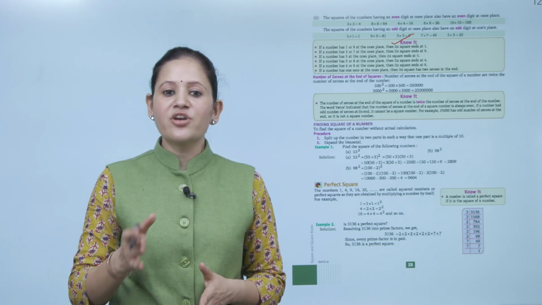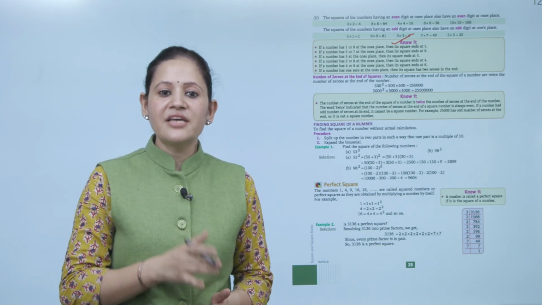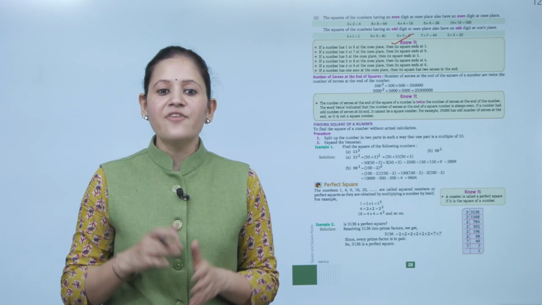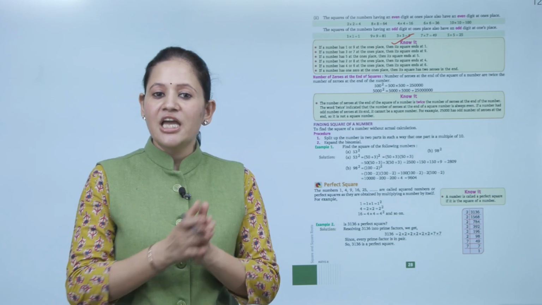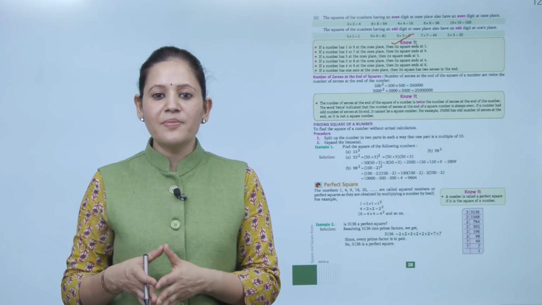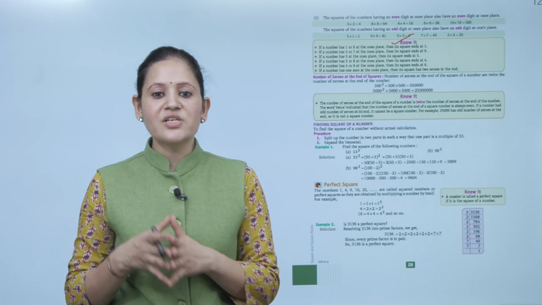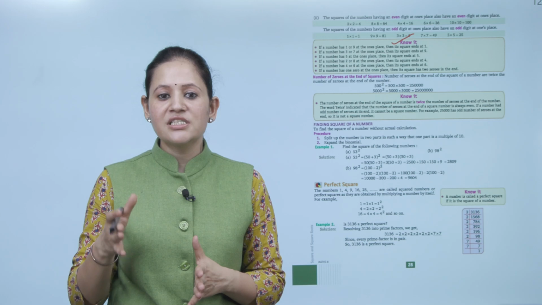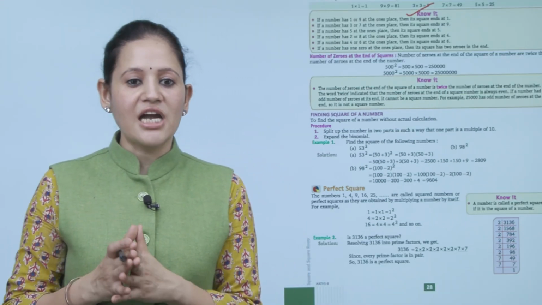If a number has 1 or 9 at one's place, then its square ends in 1. If the number has 3 or 7 at one's place, then the square ends in 9. If a number has 5 at the one's place, then the square ends with 5. If a number has 2 or 8 at one's place, then the square ends with 4. If the number has 4 or 6 at one's place, then the square ends with 6. If a number has 10 at the one's place, then the square has 2 zeros at the end.